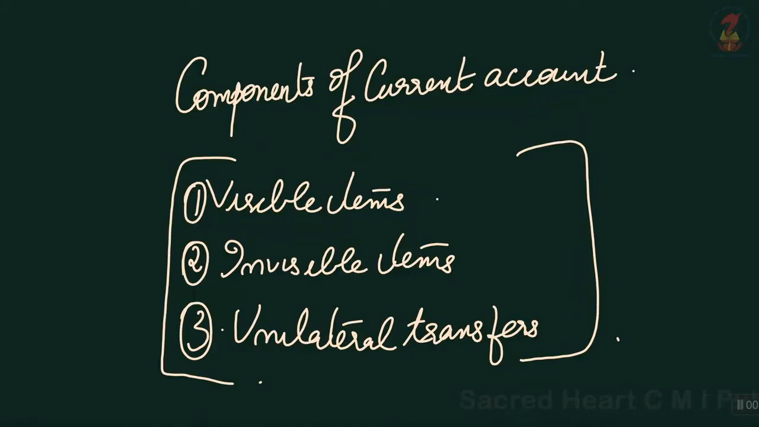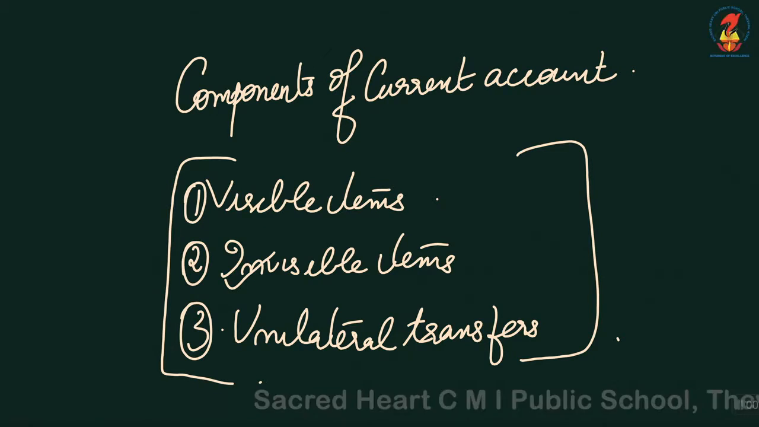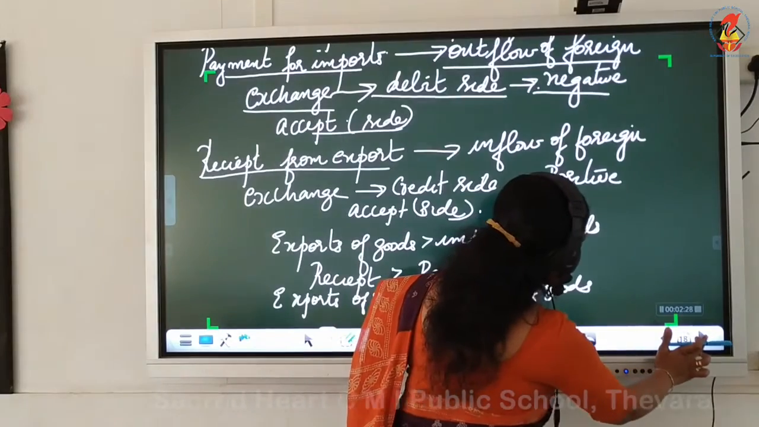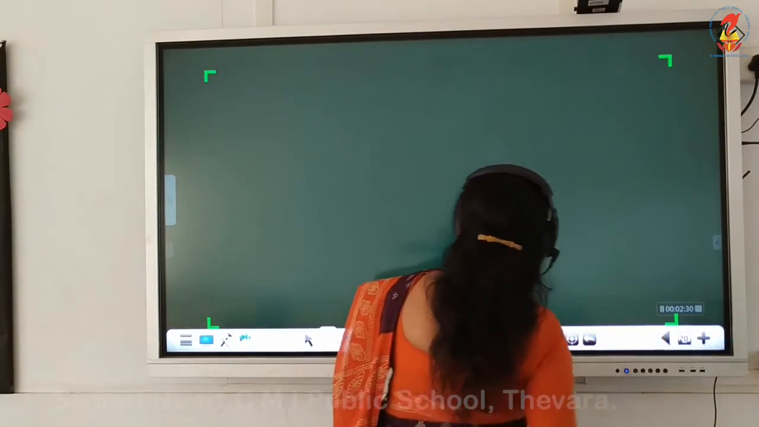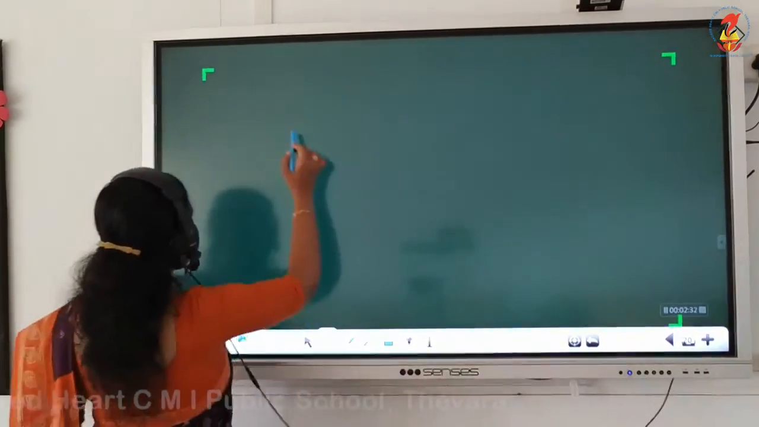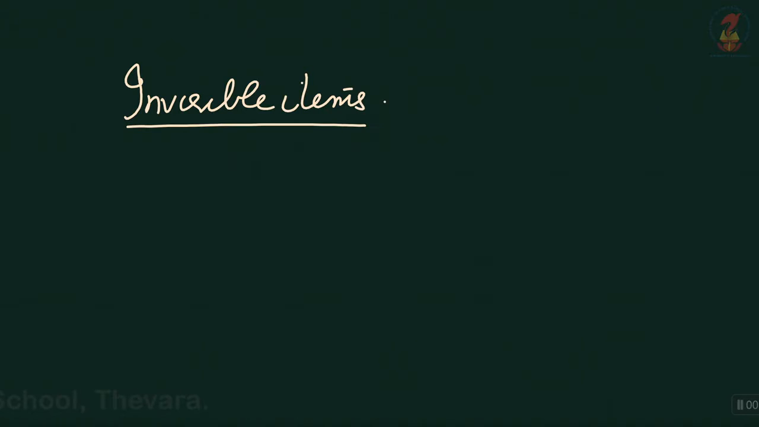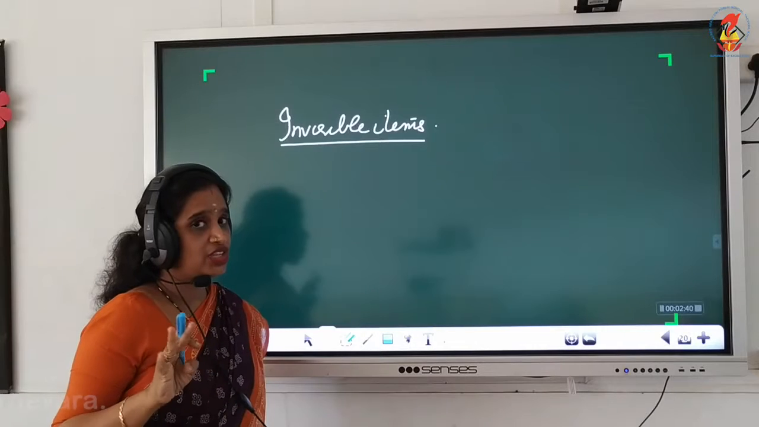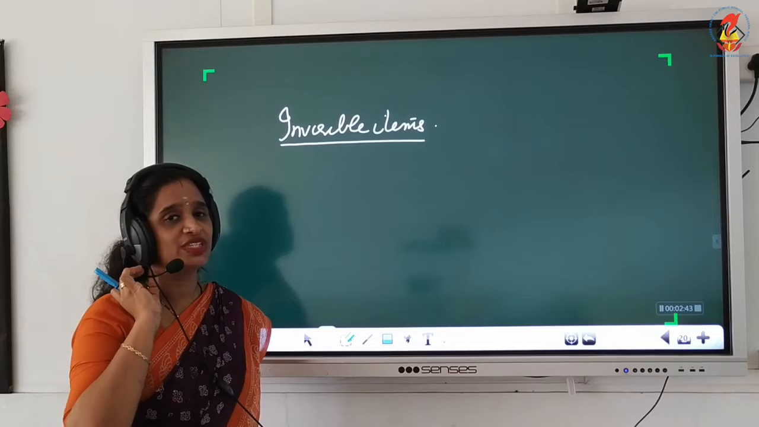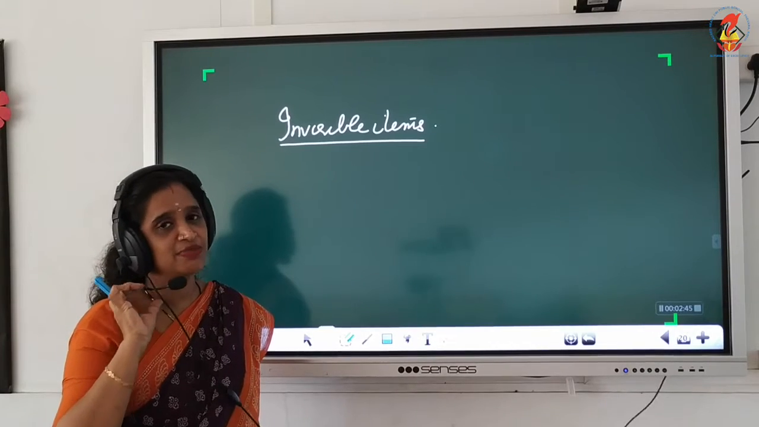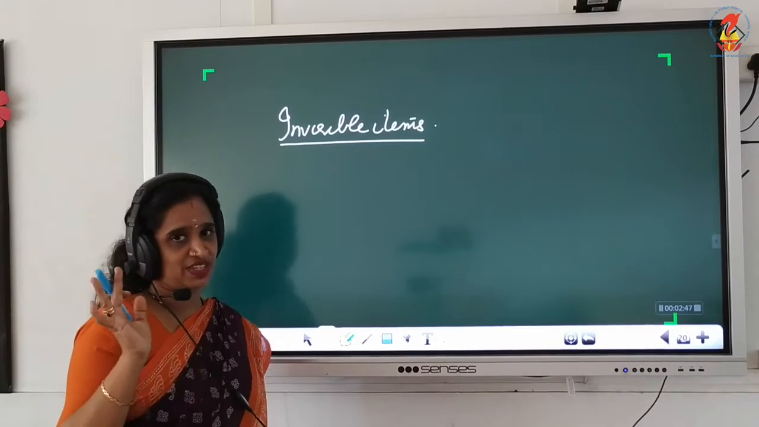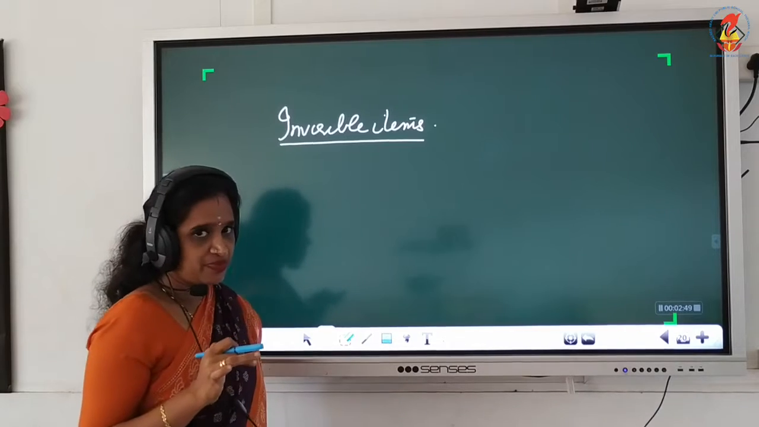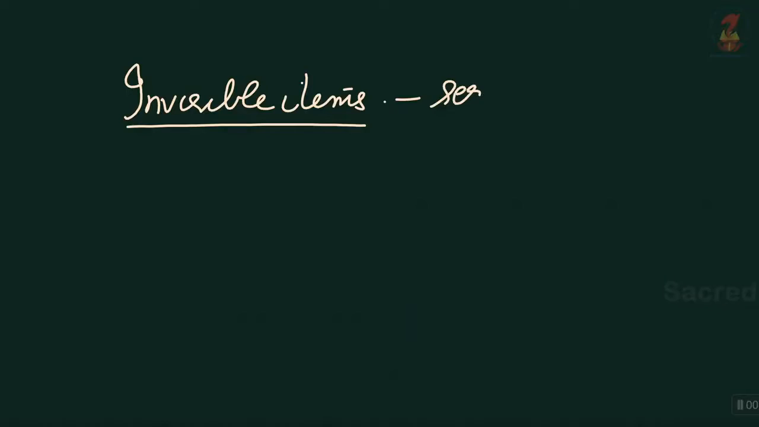The next component of the current account is invisible items. What is invisible items? Services. So we will follow the same procedure for invisible items. We have three components in the current account: visible items, invisible items, and unilateral transfers. Now, invisible items means services.